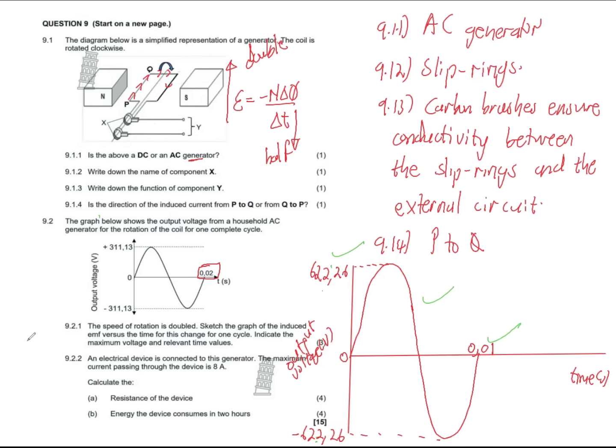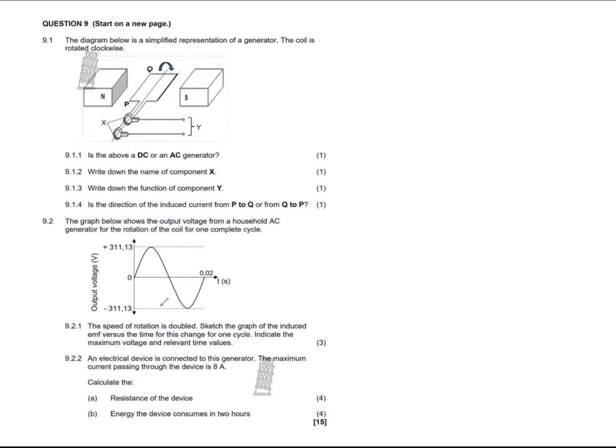So for 9.2.2 now, they're saying an electrical device is connected to this generator, and then the maximum current passing through the device is 8 amperes. Note it is the maximum current. Now they say calculate the resistance of the device.